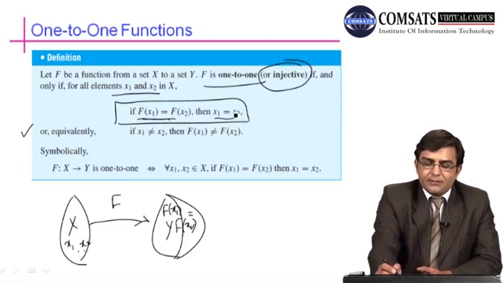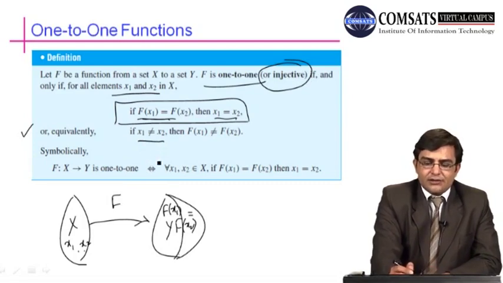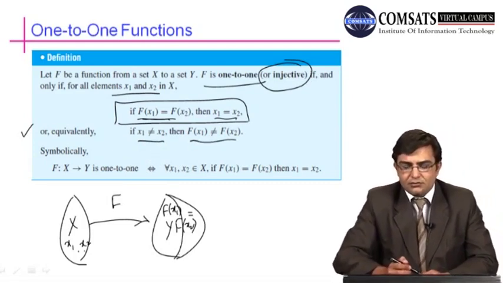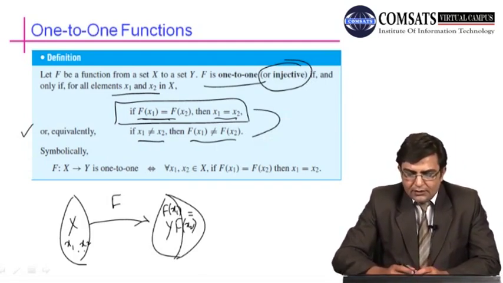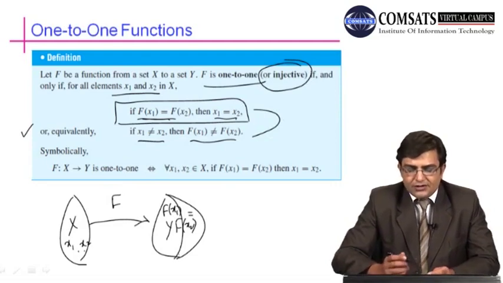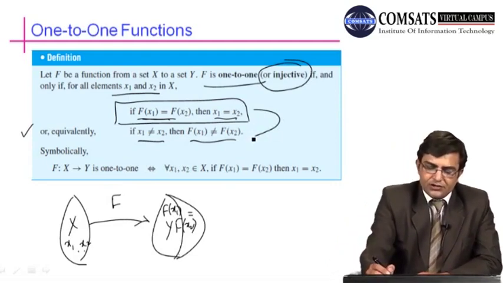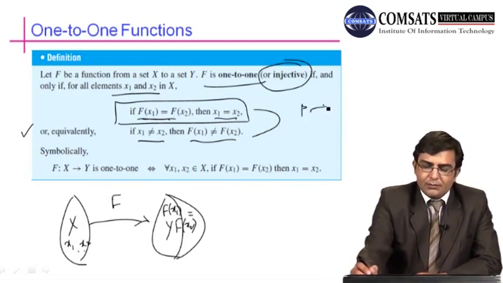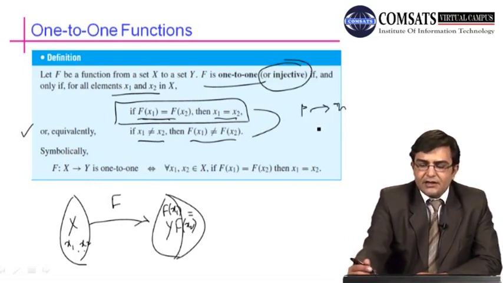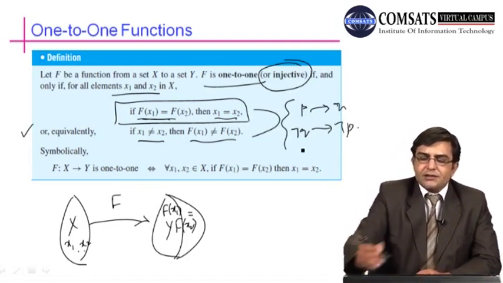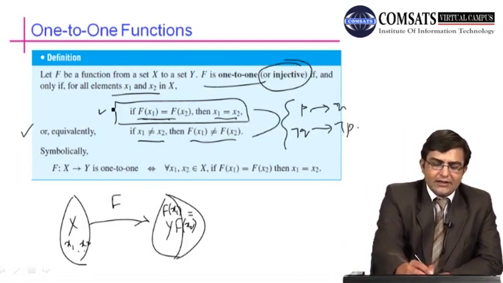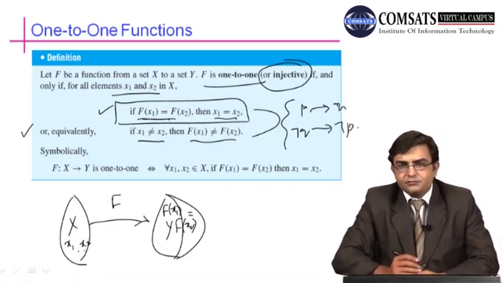Now, if x1 is not equal to x2, then f of x1 is not equal to f of x2. These two statements are logically equivalent. This is the contrapositive of the previous statement. As you know, for a conditional statement P implies Q, the contrapositive is not Q implies not P. So these two statements are logically equivalent. Either we check this or we check this.